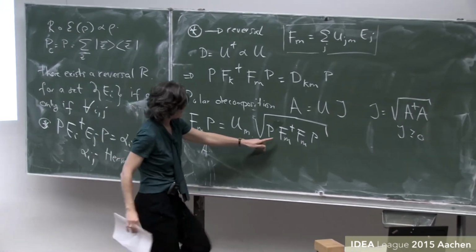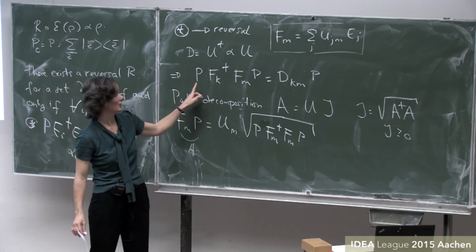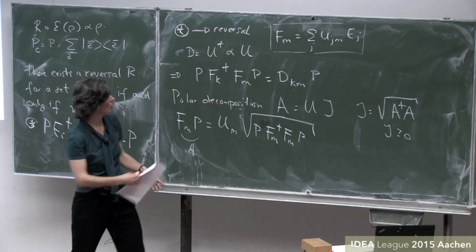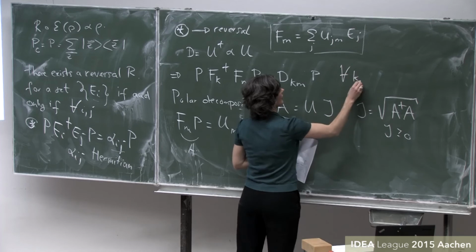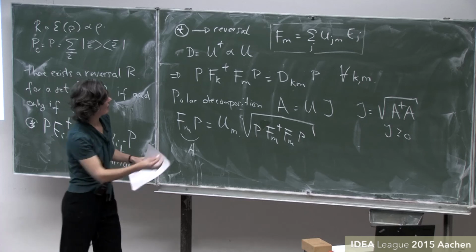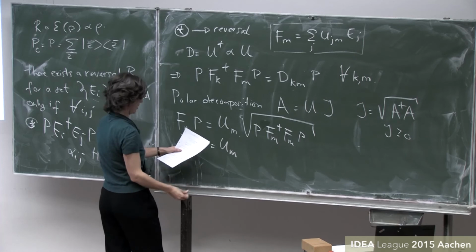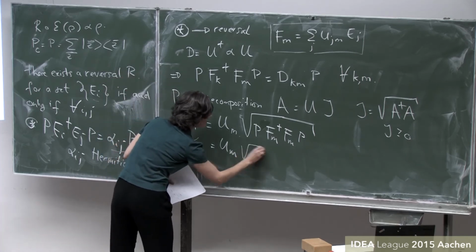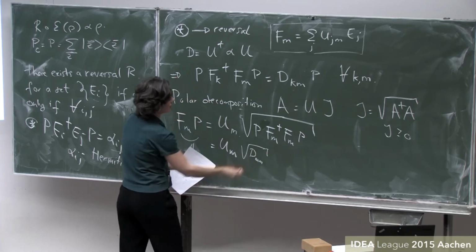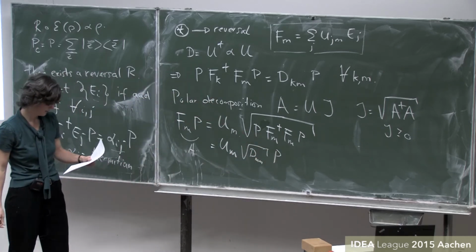Okay, and look at this. P, F_m dagger, F_m P. I could use something over here, right? Because I have this: P, F_k dagger, F_m P, d_km. This holds for all k, m, and this is diagonal. So I can plug this in. This is U_m times the square root of d_mm P. So I have P squared, but the square root of a projector is a projector itself.